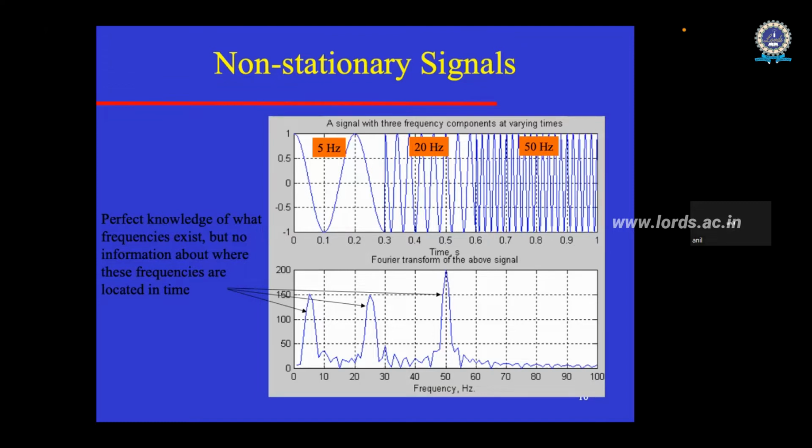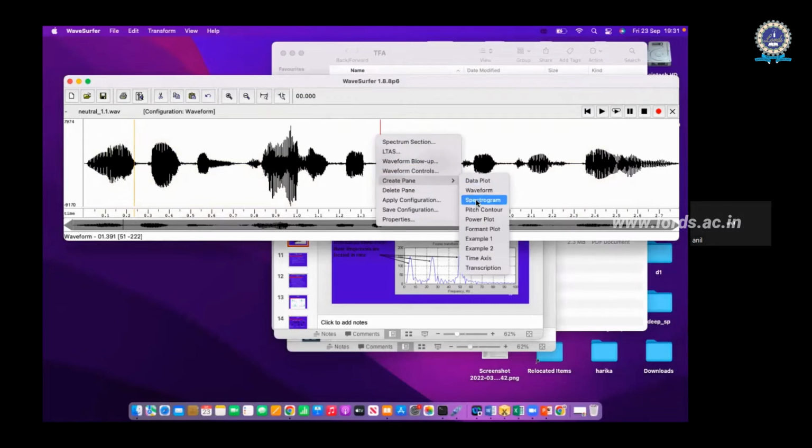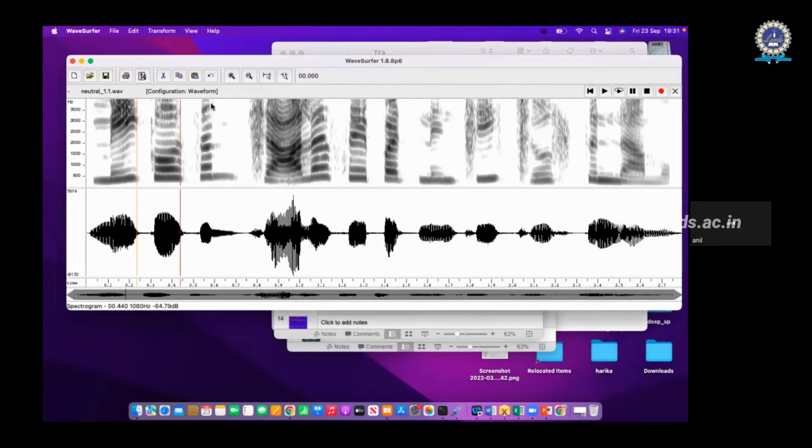But that is not very useful in many cases, because it depends on the window size. If I take the window perfectly, then it is fine, but I don't know at what time window I should take. So for example, in the same speech example, this WaveSurfer has the option to create a spectrogram. This is what I am talking about. So this is what spectrogram means.